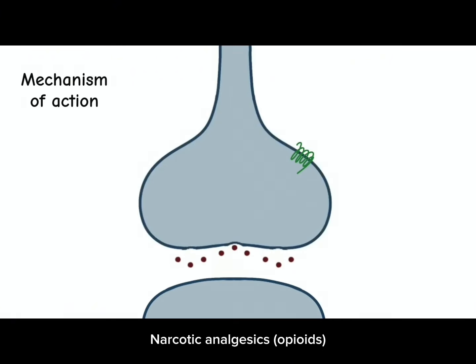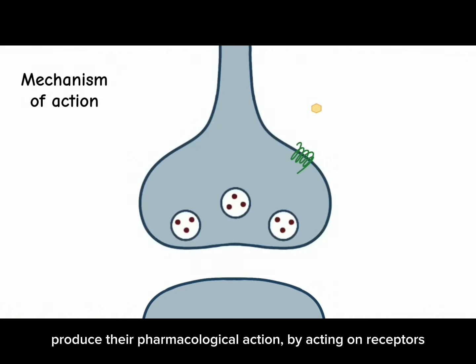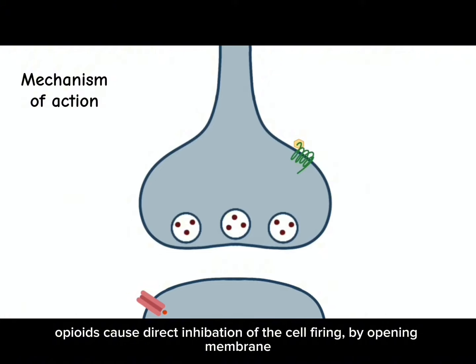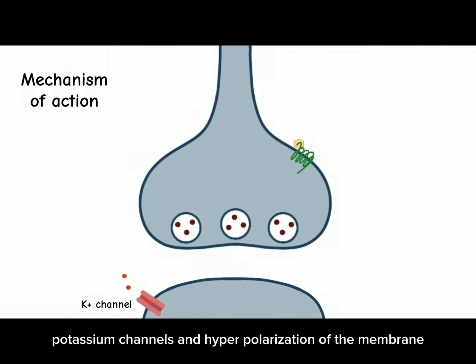But how do these drugs work? Narcotic analgesics or opioids produce their pharmacological action by acting on receptors located on the neural cell membrane, mu, delta, and kappa, in the presynapse, inhibiting the release of the neurotransmitters, specifically substance P. In addition, opioids cause direct inhibition of cell firing by opening membrane potassium channels and hyperpolarization of the membrane.